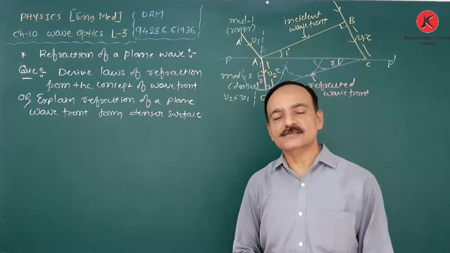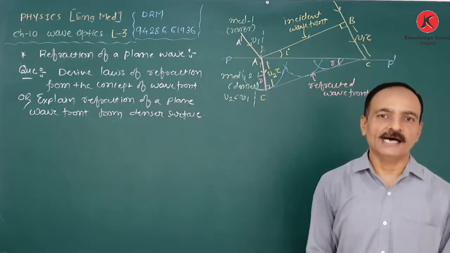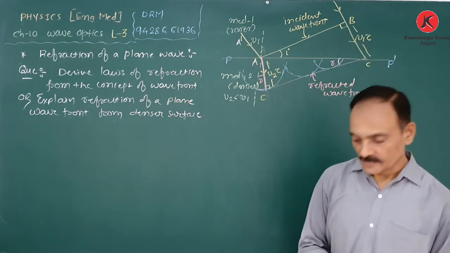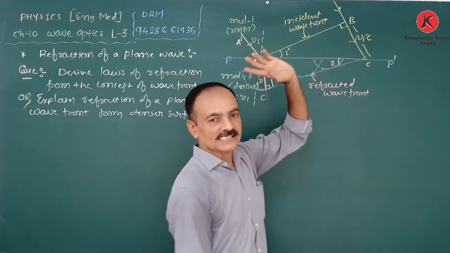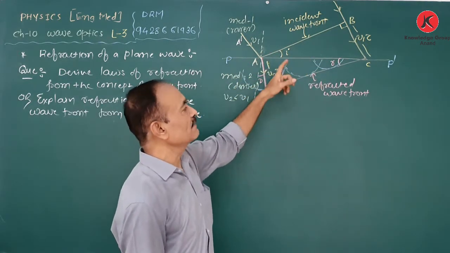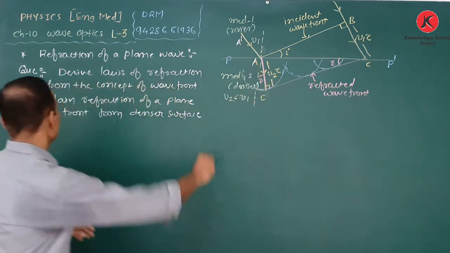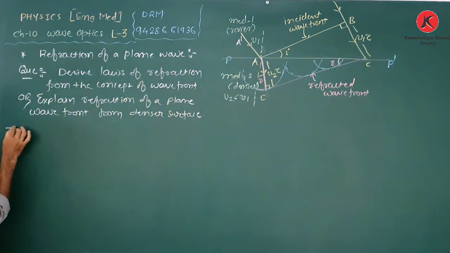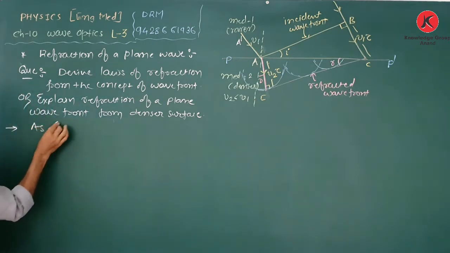That means Snell's law, n1 sin i is equal to n2 sin r. We have to derive this. So for that purpose we consider this figure here. PP dash is the surface separating medium 1, the rarer medium, and medium 2, the denser medium. So we also write the answer to this question as shown in the figure.